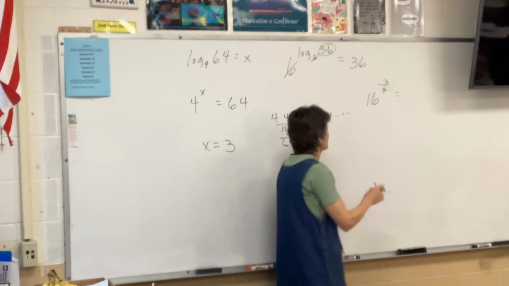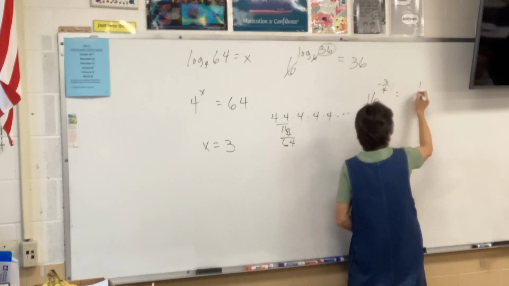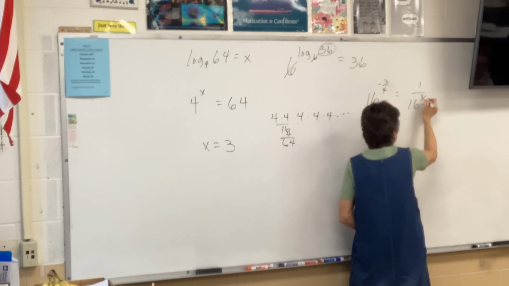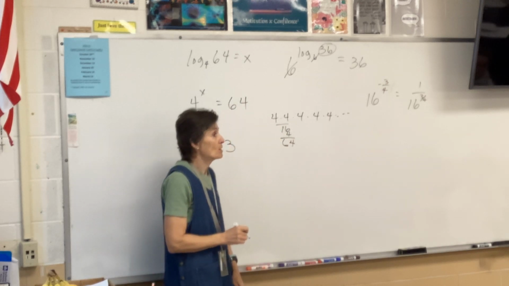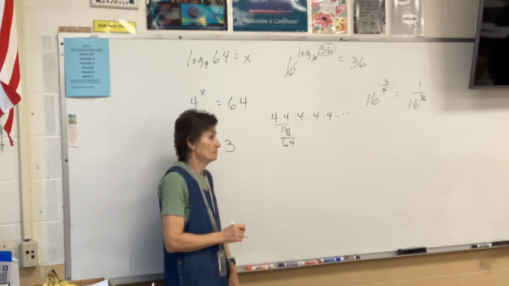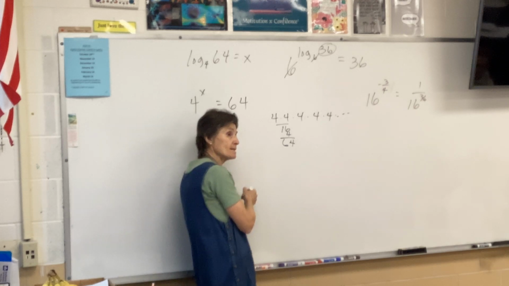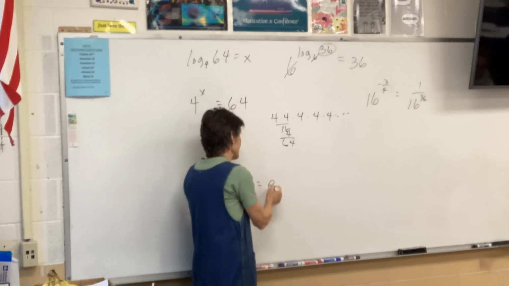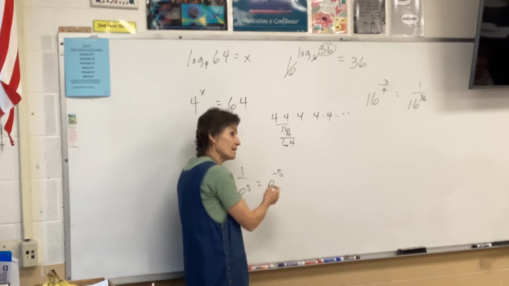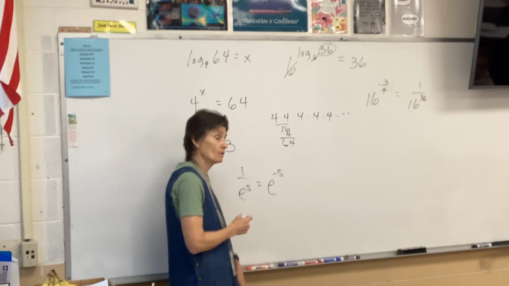1 over. So anytime you have a negative, it's going to be 1 over. Okay? Negative exponents mean 1 over. On the front side, we had a 1 over e to the 5th, and you made that e to the negative 5th. Those are the same thing. Negative exponents mean 1 over.